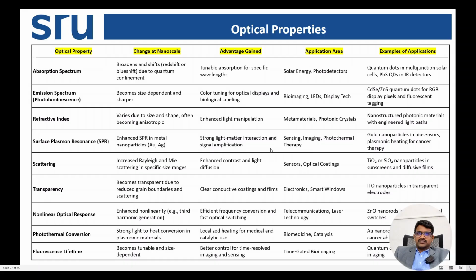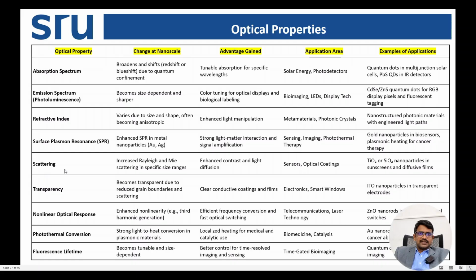Application area: sensing, imaging, photothermal therapy. Examples of applications: gold nanoparticles in biosensors, plasmonic heating for cancer therapy. So usually these metal nanoparticles are found in biomedical applications, particularly sensing and cancer therapies like this.